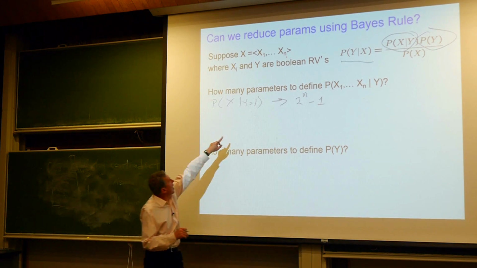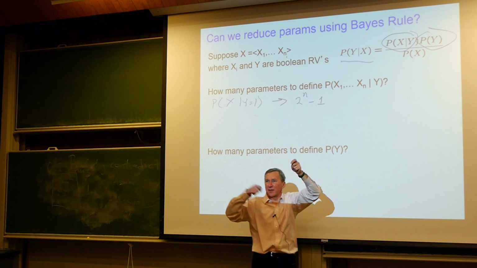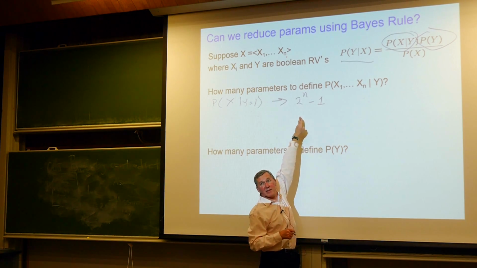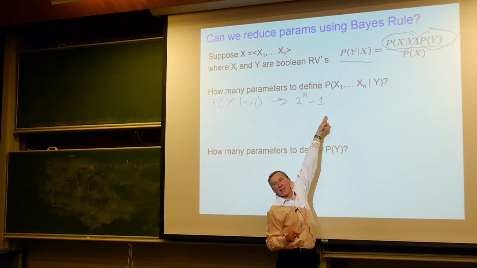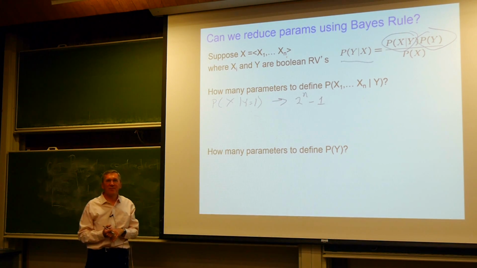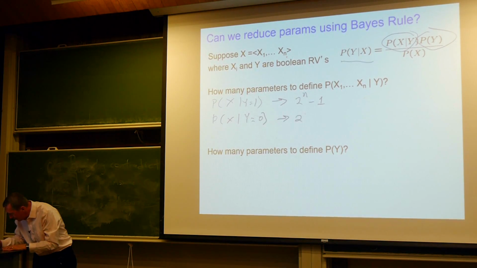Right? Because when y equals 1, x is this vector x1 through xn. There are 2 to the n possible values. So we really need 2 to the n terms. Oh, but they sum to 1. So the very last one we don't need to estimate. We can just subtract the others from 1. Okay, and similarly, when we want to estimate P of x given y equals 0, then also that'll take 2 to the n minus 1.